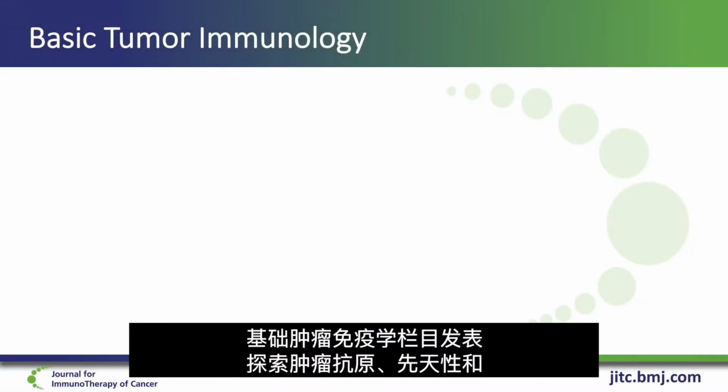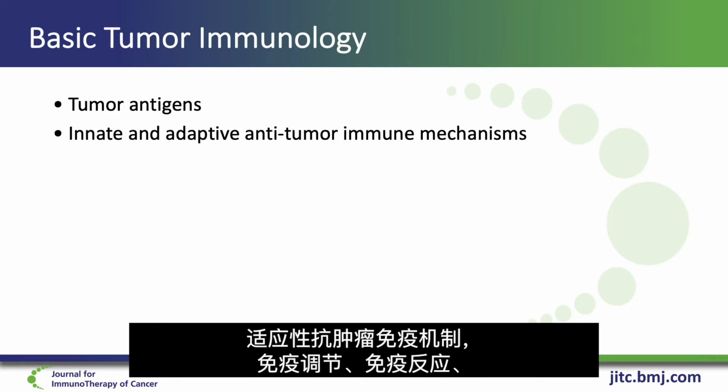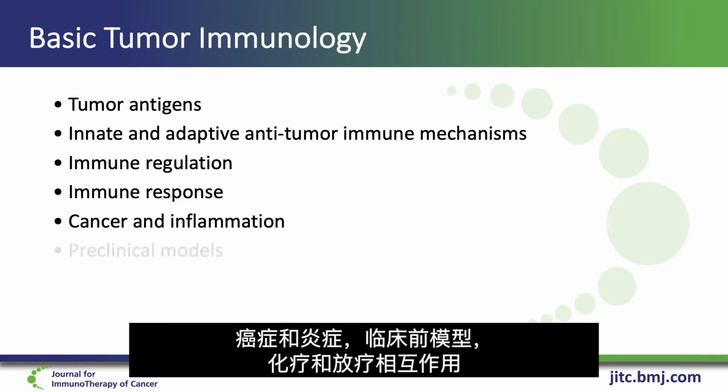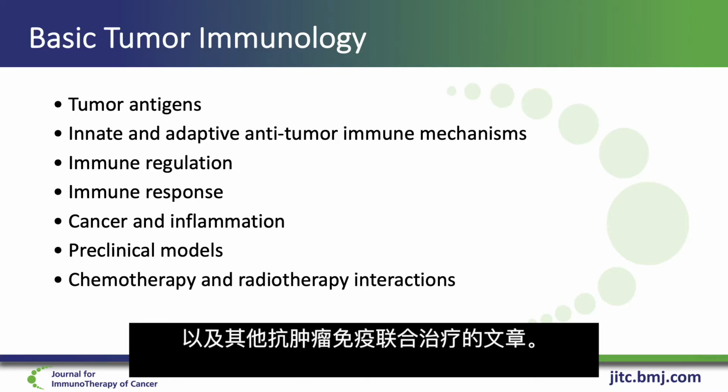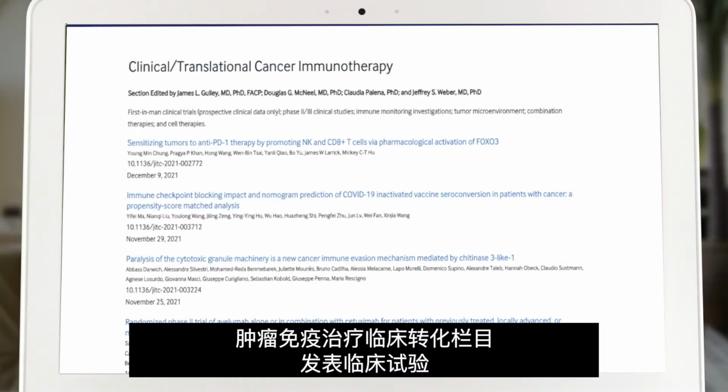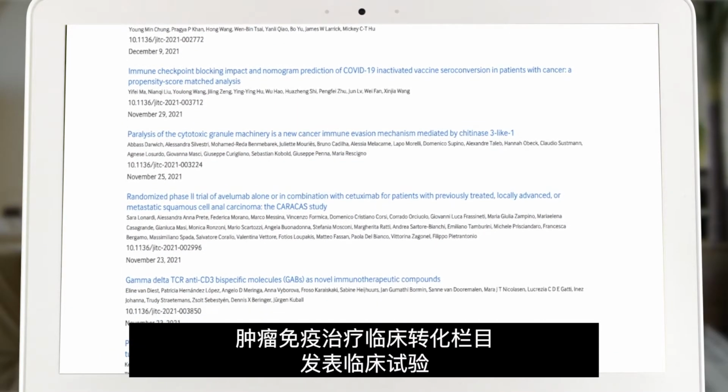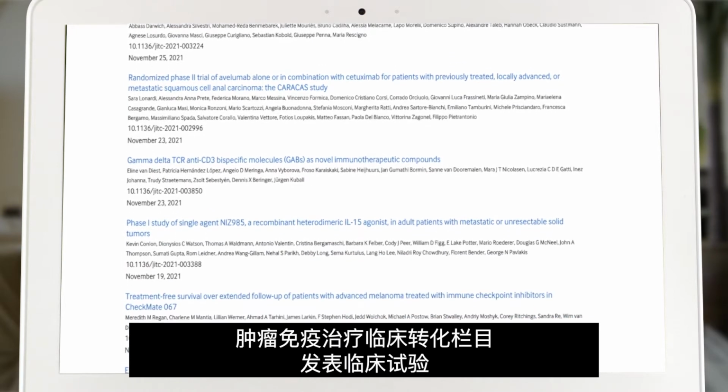Hi, my name is James Gully, and first we will review the scope of the 5 sections that publish original research articles. The basic tumor immunology section publishes articles that explore tumor antigens, innate and adaptive anti-tumor immune mechanisms, immune regulation, immune response, cancer and inflammation, preclinical models, chemotherapy and radiotherapy interactions, and other combination treatments with the anti-tumor immune response.